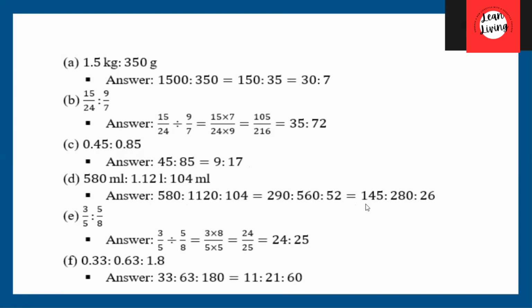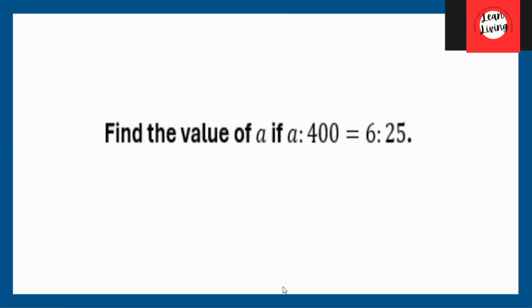I know you all can easily simplify out the ratios. Always remember, whenever you are doing the division, you have to divide all the three numbers with the same number. Here, for again this fraction, you will not be using this. You will be using the LCM method. Is that clear to you all? I think it's clear. Now 0.33, 0.64, and 1.8 is there. You have to multiply it with 100 to get the simplified answer.